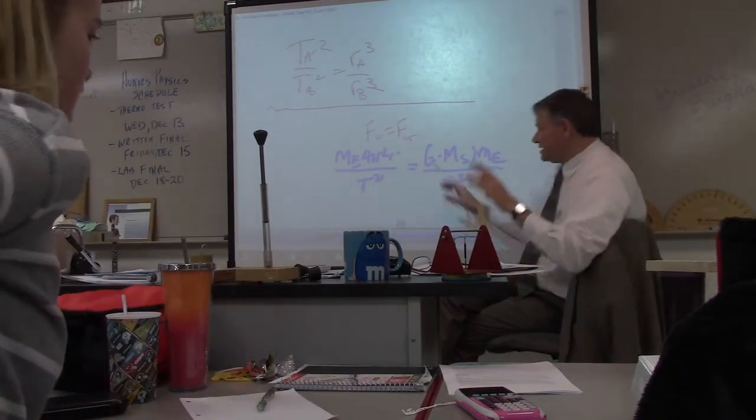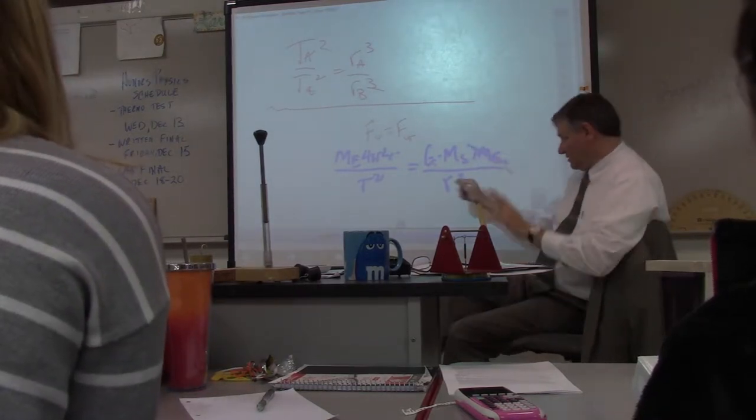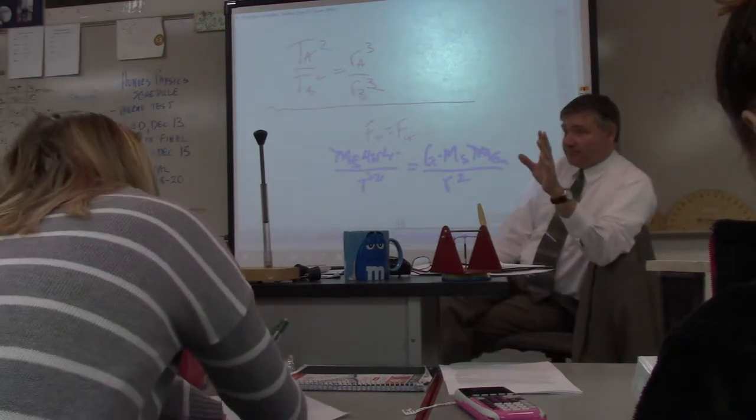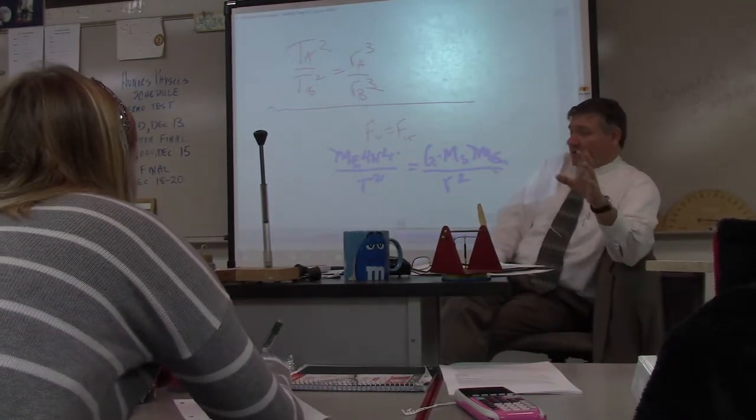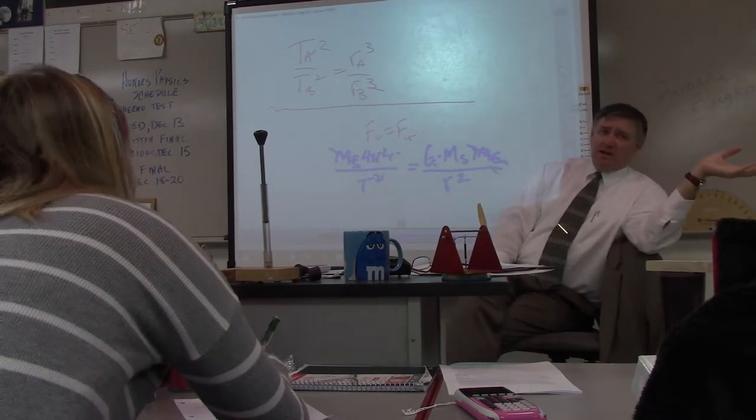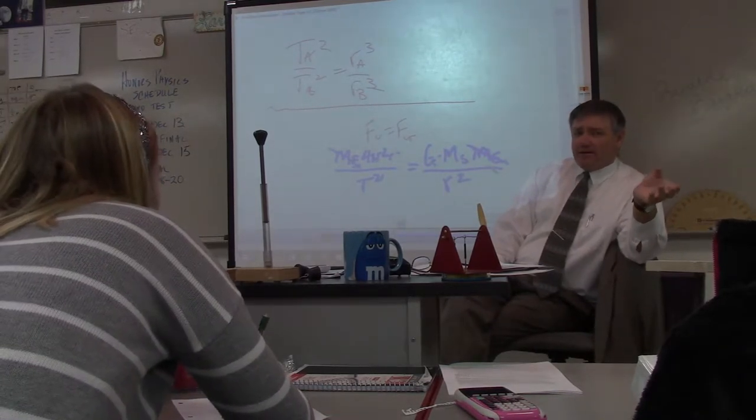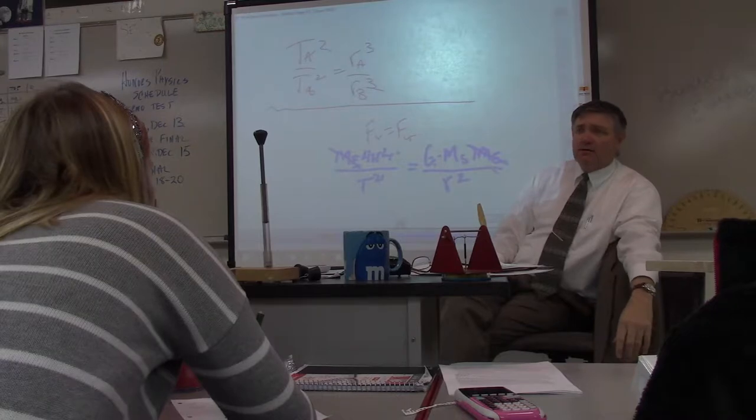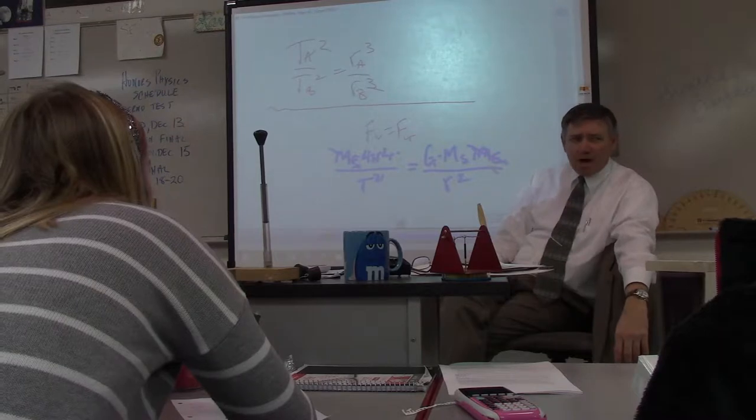So if we set these things equal, what happens to the mass of the Earth? Those cancel out. Okay? So whatever is orbiting doesn't matter. The only thing that matters is what's at the center of the orbit. For example, if you look at all the satellite problems I gave you, I never gave you the fact that the satellite was painted red. Do you know why? It doesn't matter. Do you wonder why I never gave you the mass of an orbiting satellite? It doesn't matter. It's not in the equation.